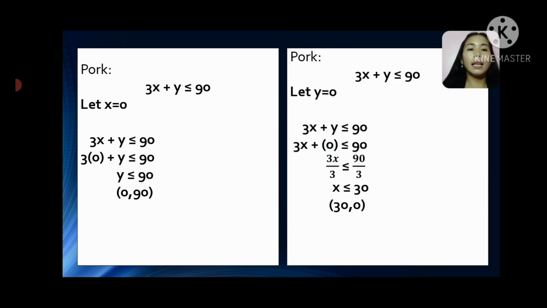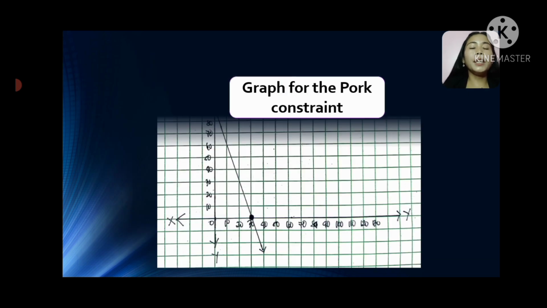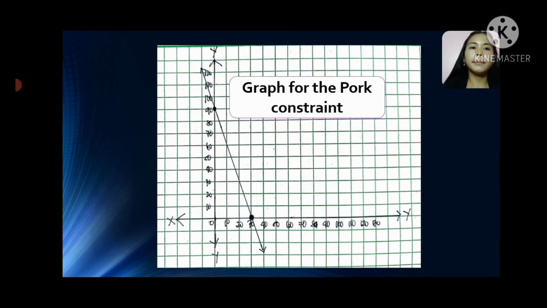Next, let y equal 0. 3x plus y is less than or equal to 90. 3x plus 0 is less than or equal to 90. Then 3x is less than or equal to 90. Divide both sides by 3. So x would be 90 divided by 3, which is less than or equal to 30. And the coordinate point is 30, 0. And this would be the graph for the pork constraint.